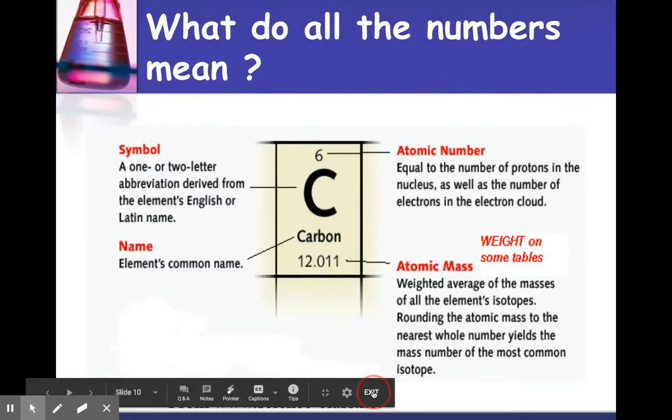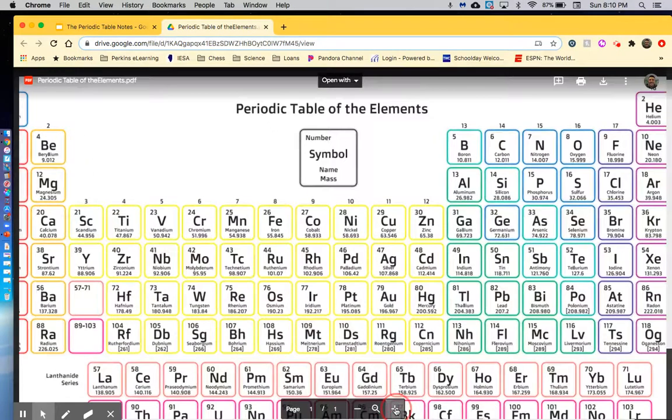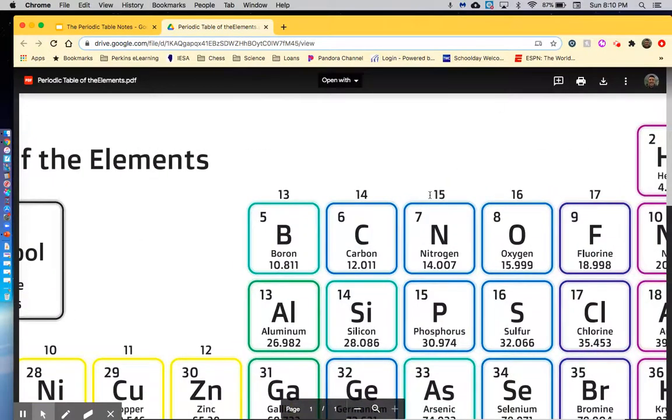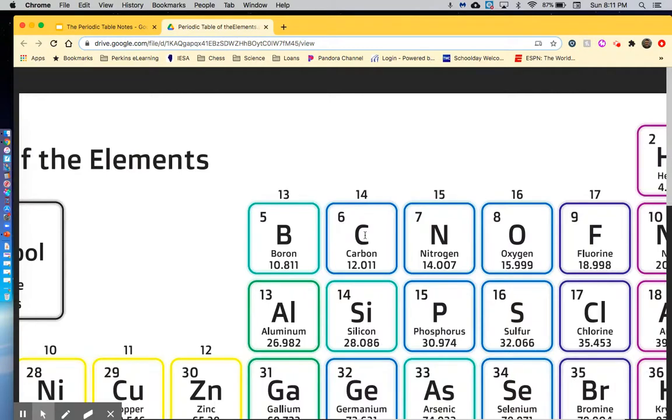So let's go ahead and dive into our periodic table for a quick moment here so you can see what I'm talking about. Going to carbon there, that's the one they just showed us. There's carbon, like you just saw. There's your number. It's just to the left a little bit. There's your symbol. There's the name of the element.